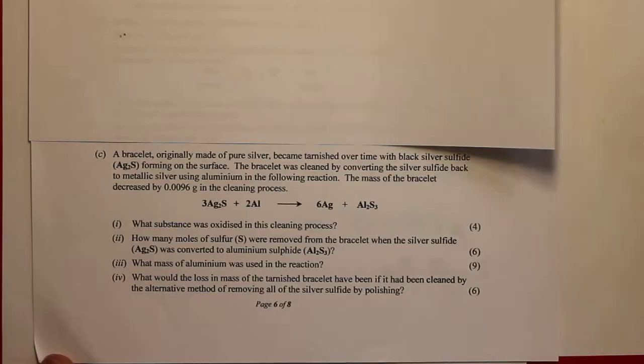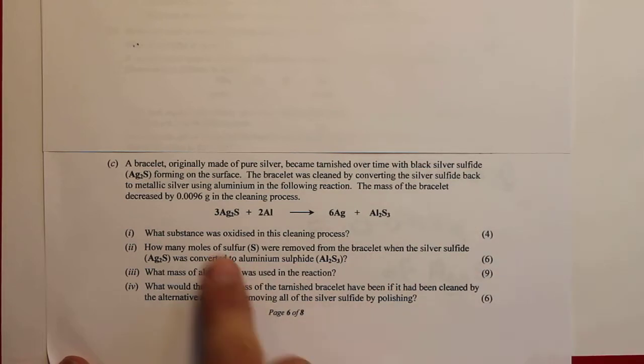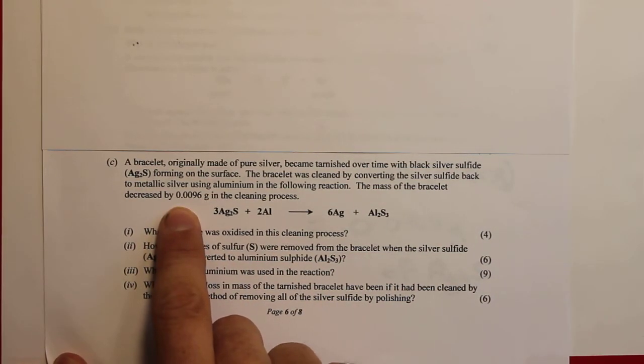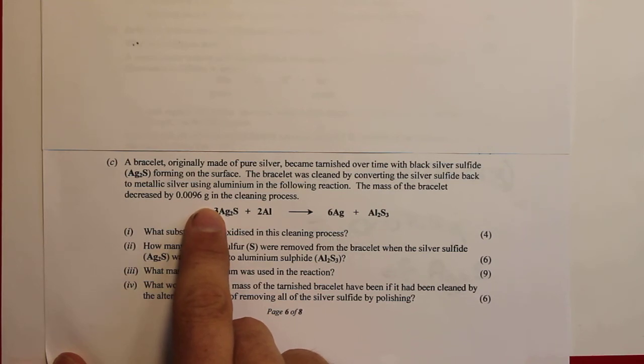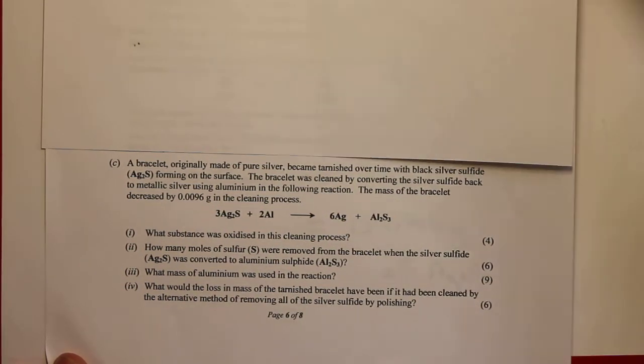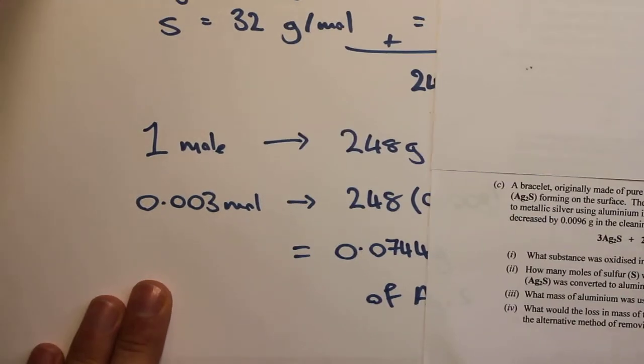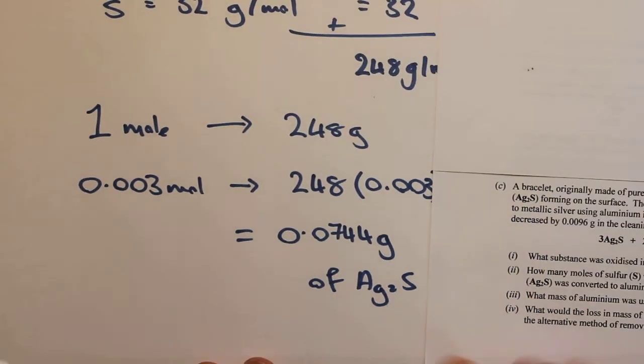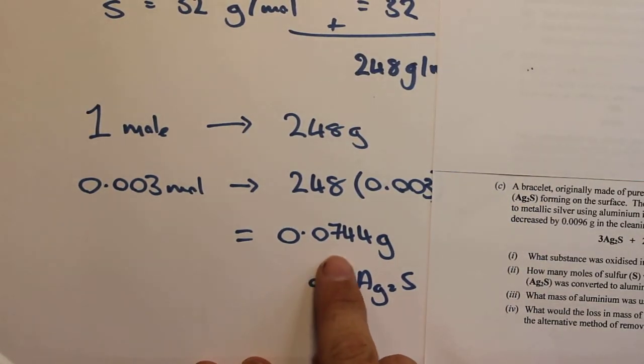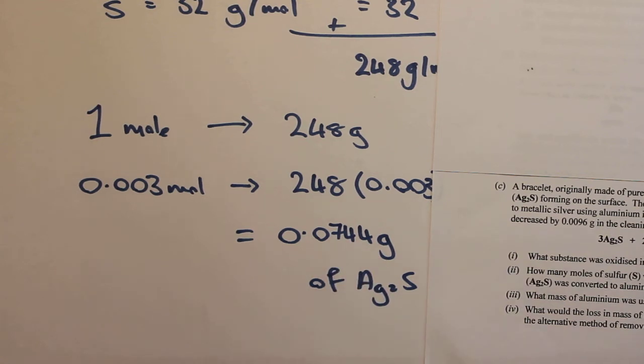And just to check our work here, when we were only removing the sulfur atoms, we removed 0.0096 grams in the cleaning process. But now we're removing much more mass. Now we're removing 0.0744 grams. So this makes sense. We're taking with it an extra 2 atoms of silver.